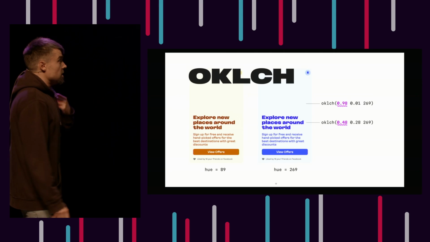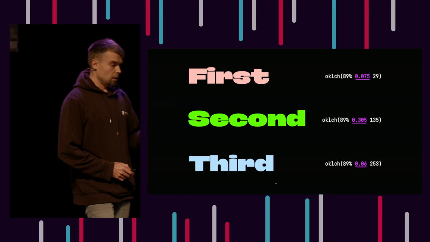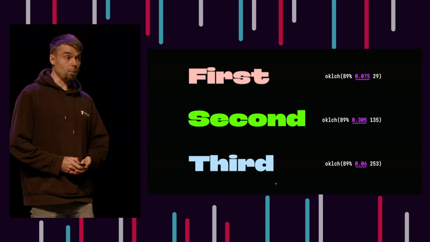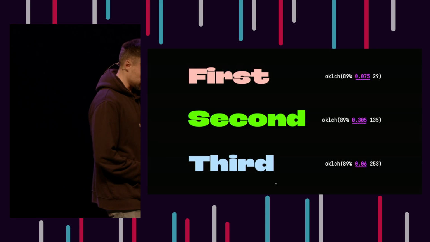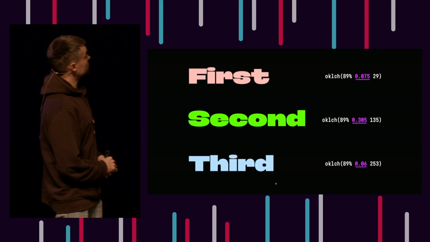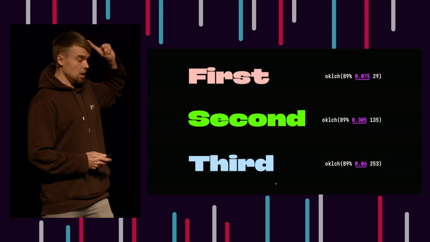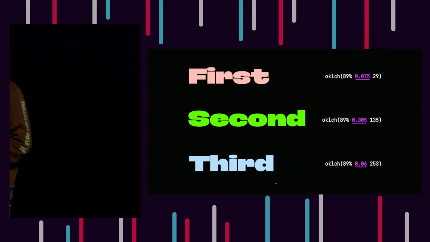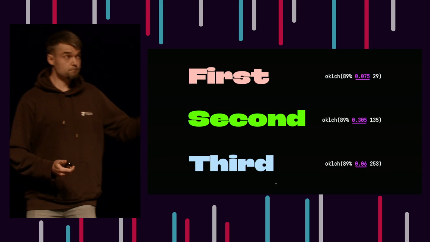Let's now see the third superpower of OKLCH, which is uniform chroma. Here are three labels of three colors. There is no contrast issue. All of them are well readable, but one of these colors stands out. Can you pinpoint which exactly one? Red?